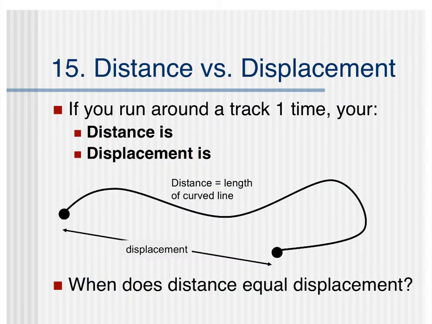Let's take a look at an example here to help show the difference between distance and displacement. For those of you that run track, you know that when you take one lap around that track, you've run 400 meters, essentially a quarter of a mile. So your distance, how far you travel when you do that, is a quarter of a mile. Think for a second, though, about what your displacement is.